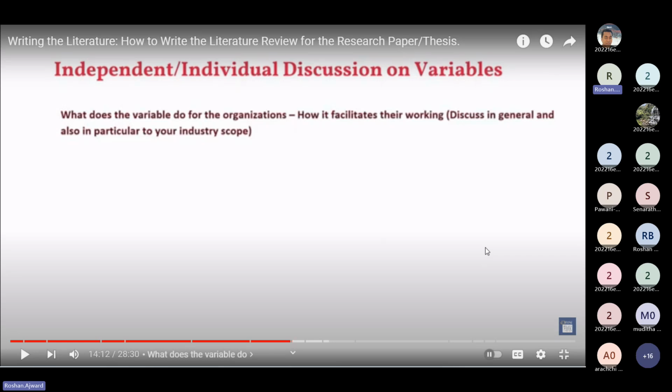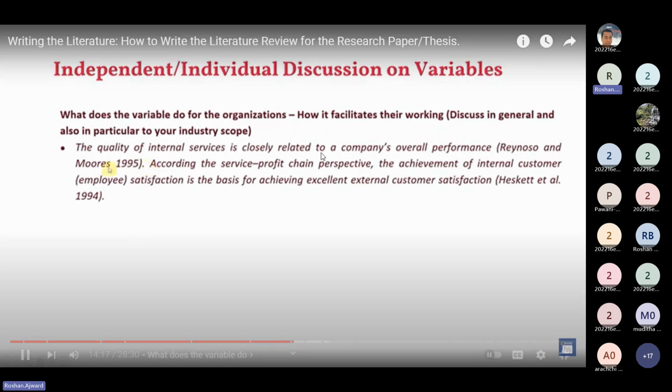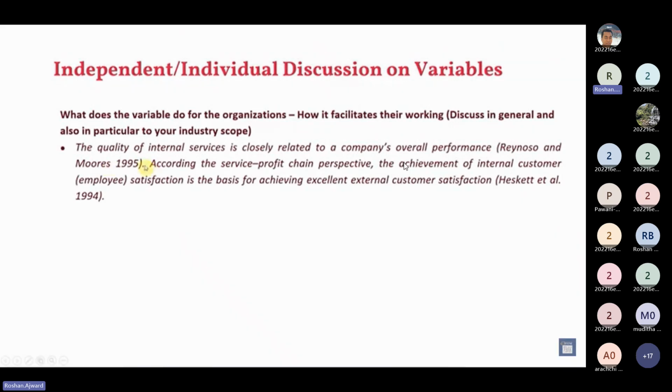So let's now continue our discussion on defining the concepts in your literature review. I told you that it's the first section of your literature review. Let's move forward. What does the variable do for the organization? Why is it important for this organization or any organization? For instance, this is how you can write about the importance of the variable.